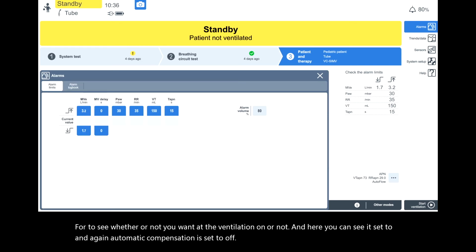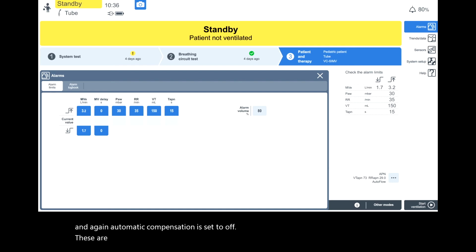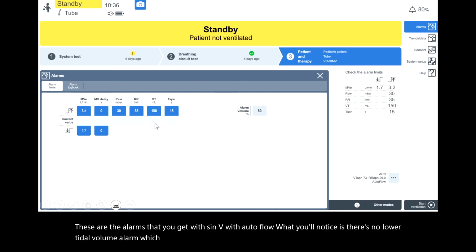These are the alarms that you get with SIMV with Autoflow. What you'll notice is there's no lower tidal volume alarm, which you get in the pressure modes, and that's because you've actually targeted the volume. So we're not surprised that it isn't there.